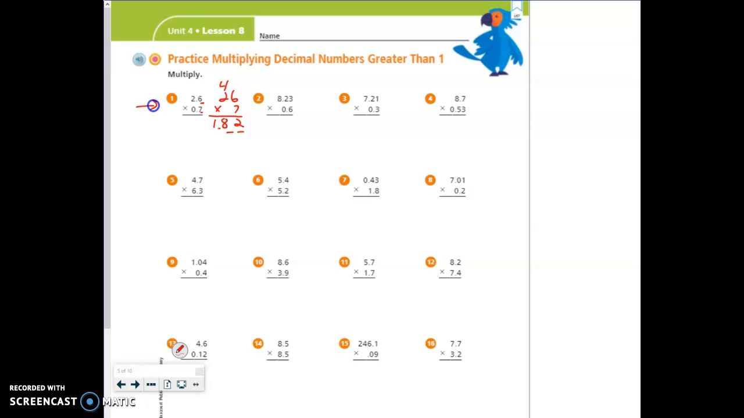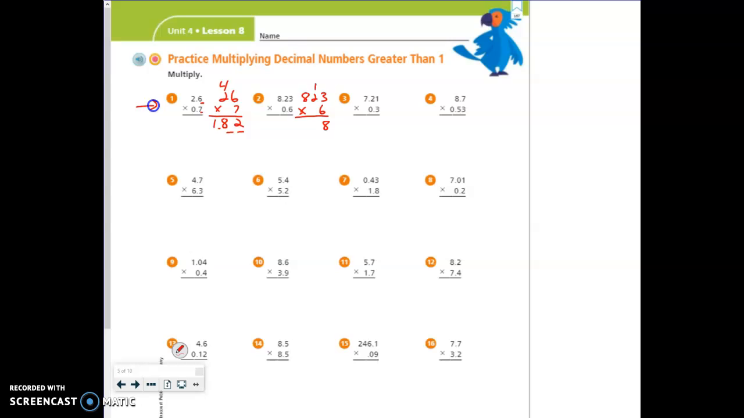Very similar, only we've added a place value to the top number. So instead of this becoming 8.23 times 0.6, it is 823 times 6. And again, this is just a straightforward 3-digit times 1-digit. Okay, that should not be hard for us. Maybe we make a silly mistake on our multiplication facts, which is why we use our multiplication charts. But 6 times 3 is 18.